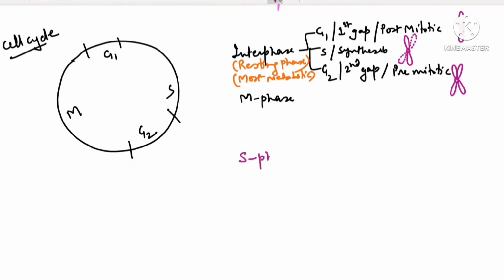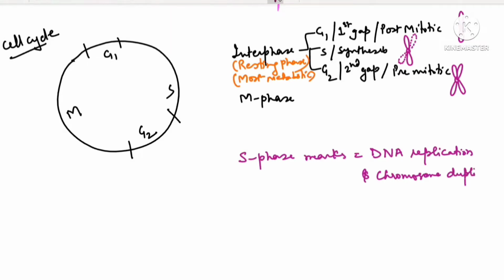Very important line. S phase marks DNA replication and chromosome duplication. Why am I using the word duplication?